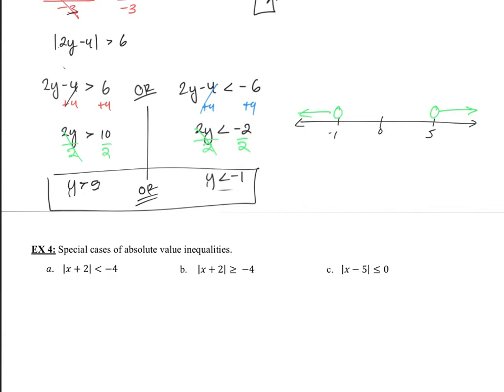Okay, if I was to do interval notation, what would that be? Try pause the video and see what the interval notation would be. So interval notation would be negative infinity to negative 1, not including, union 5 to infinity, closed. And that would be our answer.